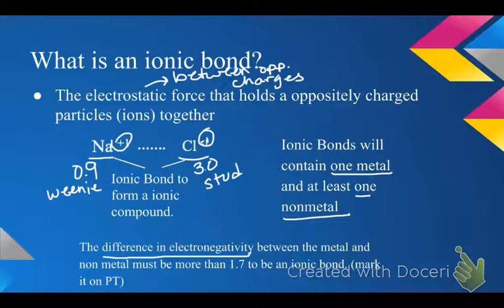Now the cutoff number for that, and this is just a guideline, is 1.7. But I wouldn't look at that as much as maybe looking at this metal and non-metal part and knowing that the difference in electronegativity is large or larger. Like in this case, the difference is 2.1. That's pretty large for a difference.